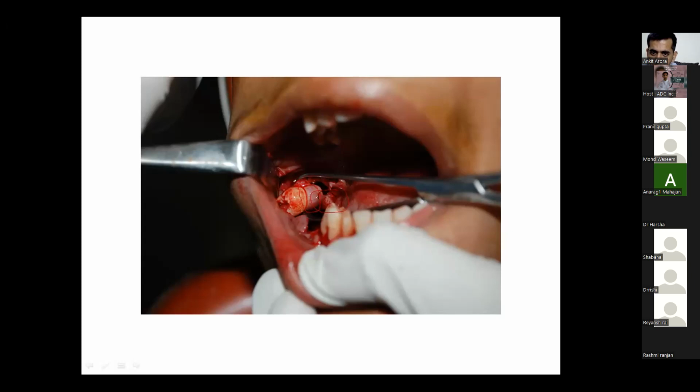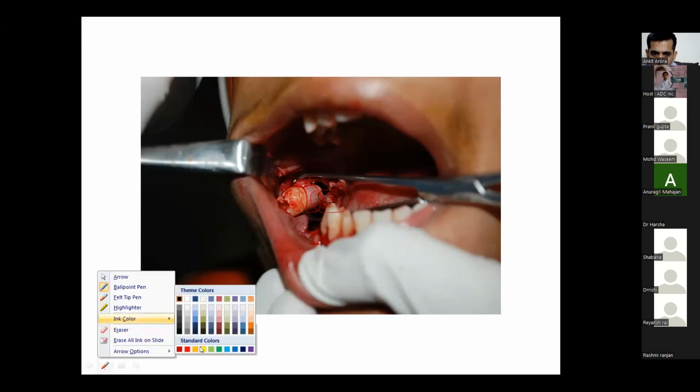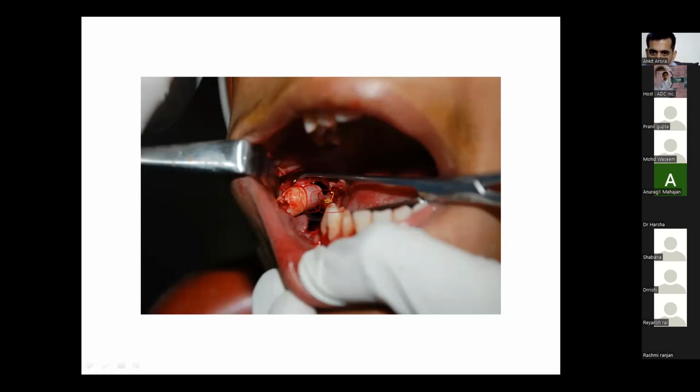So let me change the color from red to black. Okay, now it is visible. Now you can see here that it is attached to the tooth.